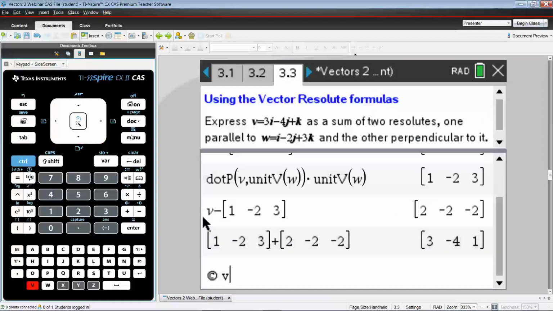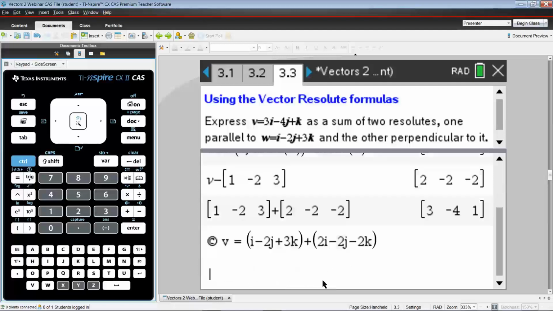The way you would write this is you'd say V equals, because you want to write it as the sum of two resolutes, I'll write it as a vector: i minus 2j plus 3k. So that is the resolute parallel. Plus, I'll write the resolute perpendicular, which is 2i minus 2j minus 2k. So this is how you would answer this particular question.